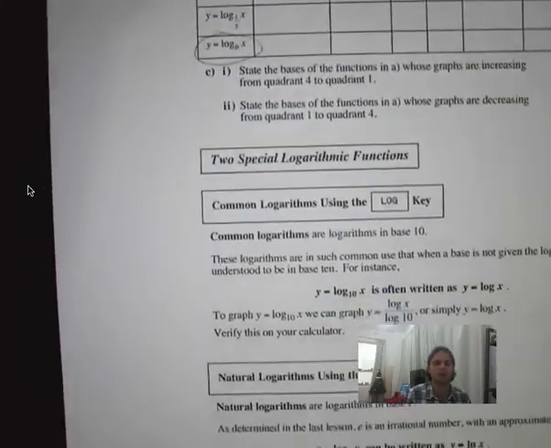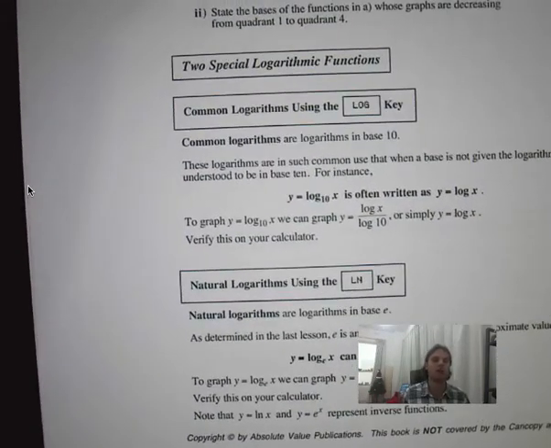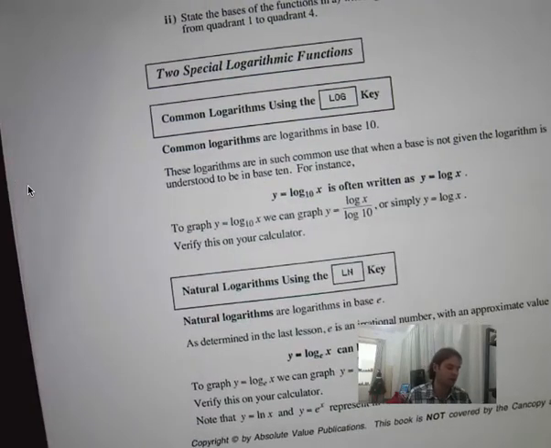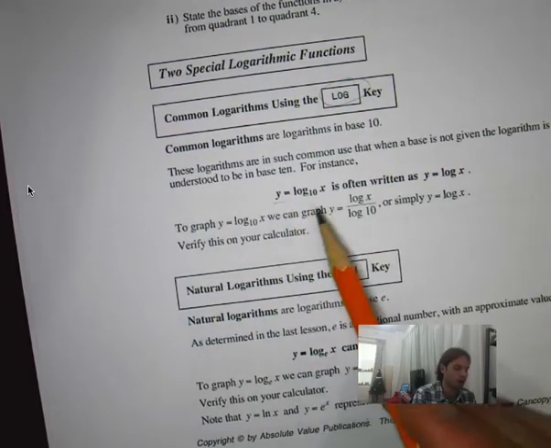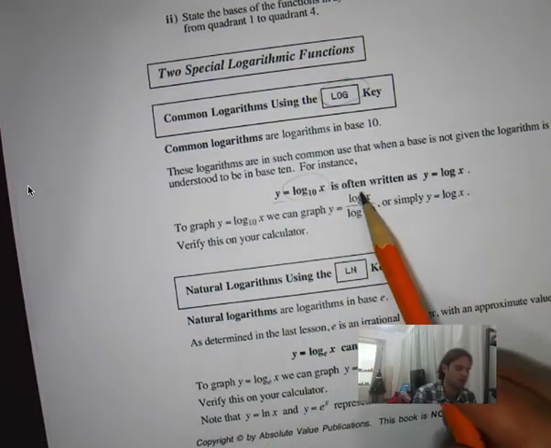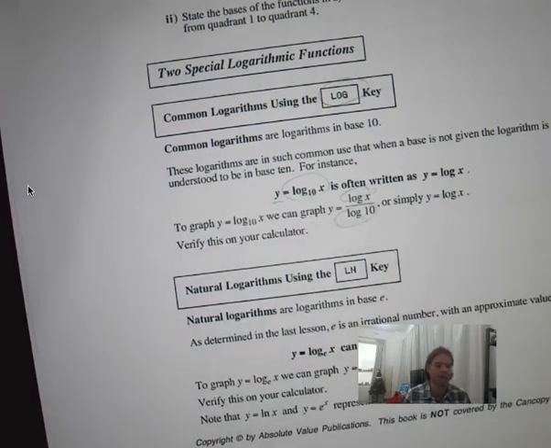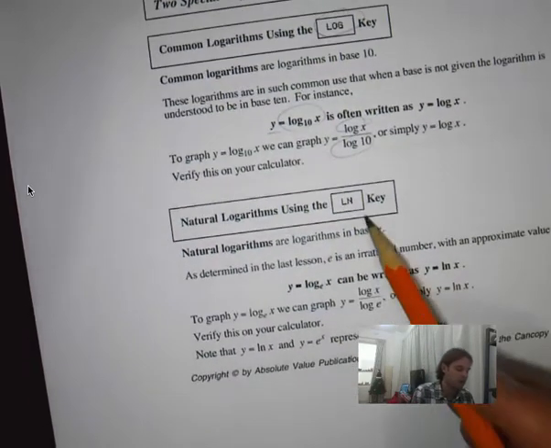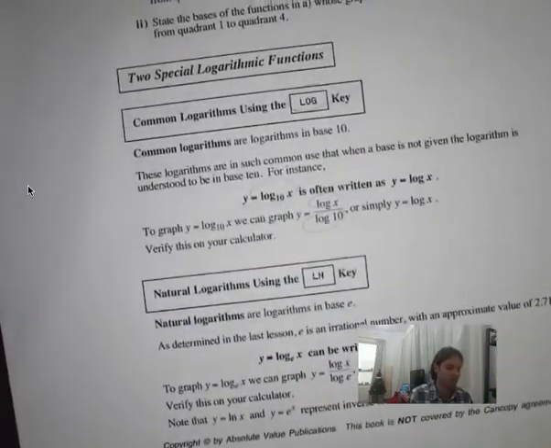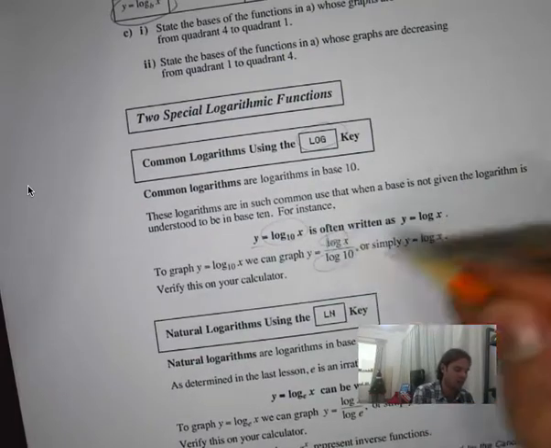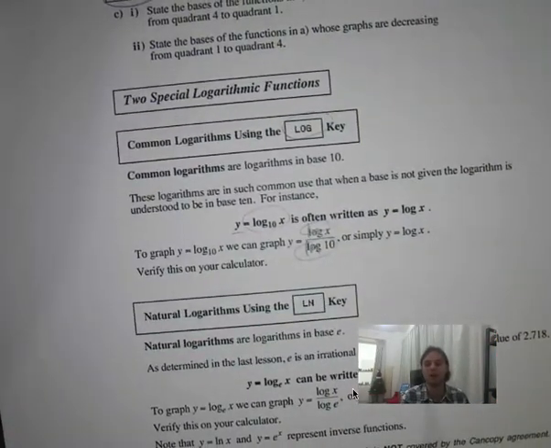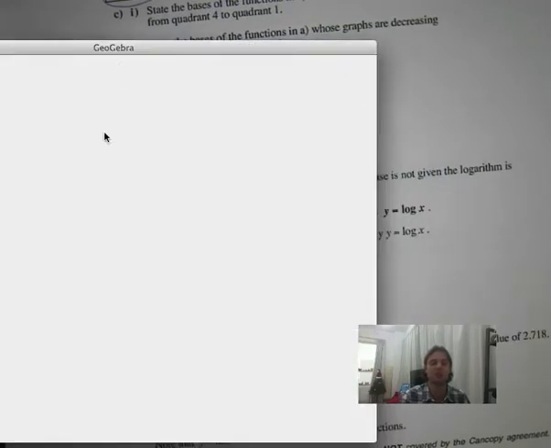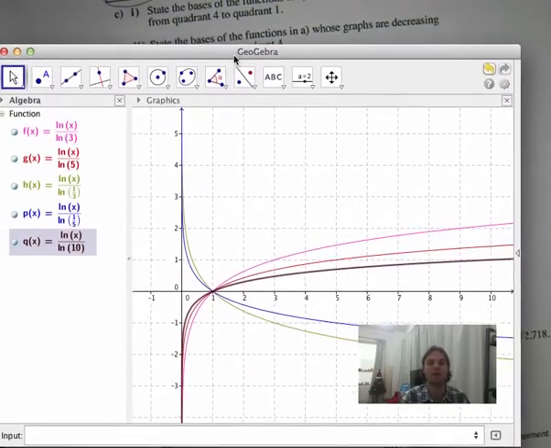Now, how we can do these and how we punch them into our calculator if we want to graph each of those, we have to do using the log key. So we go y is equal to log base 10 of x, which is the same thing as log x over log 10. Or we could use the natural log to do the same thing. So this could be ln x over ln 10. So how did I get my graphs before? I essentially just did that. I put everything in natural log.